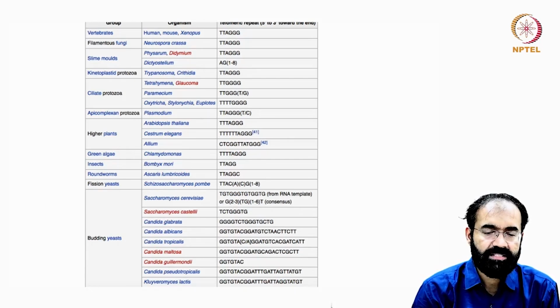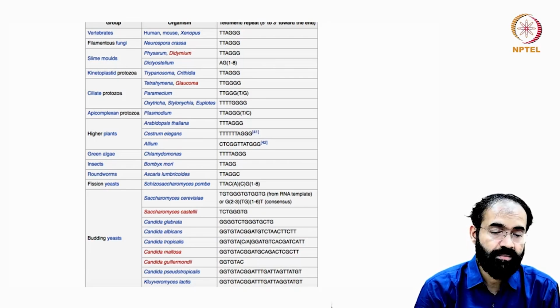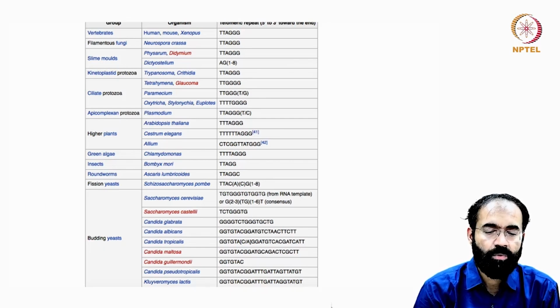You can see in vertebrates such as human, mouse and Xenopus, the sequence is TTAGGG. In the filamentous fungus Neurospora crassa, it is TTAGGG. Imagine how conserved it is, that even in the fungus Neurospora crassa and in human it is the same sequence. You can see slime molds, kinetoplastids, ciliates, many examples you can see.